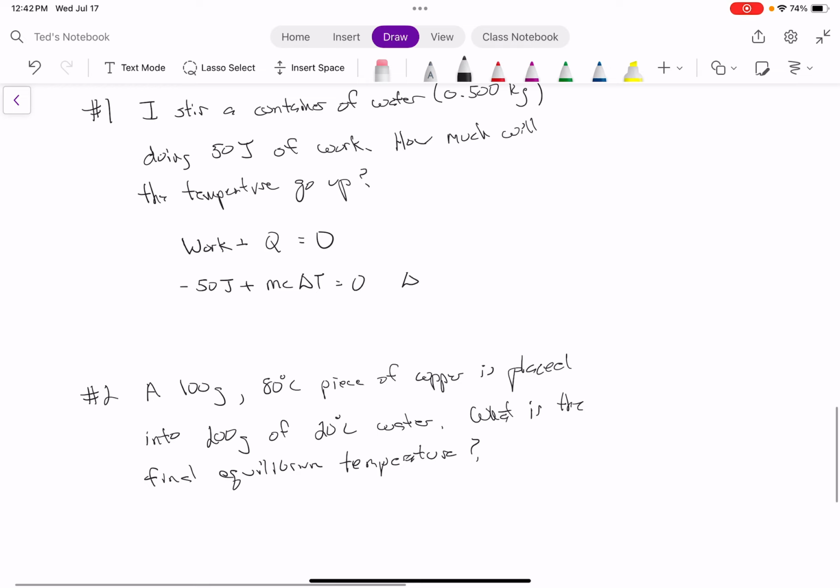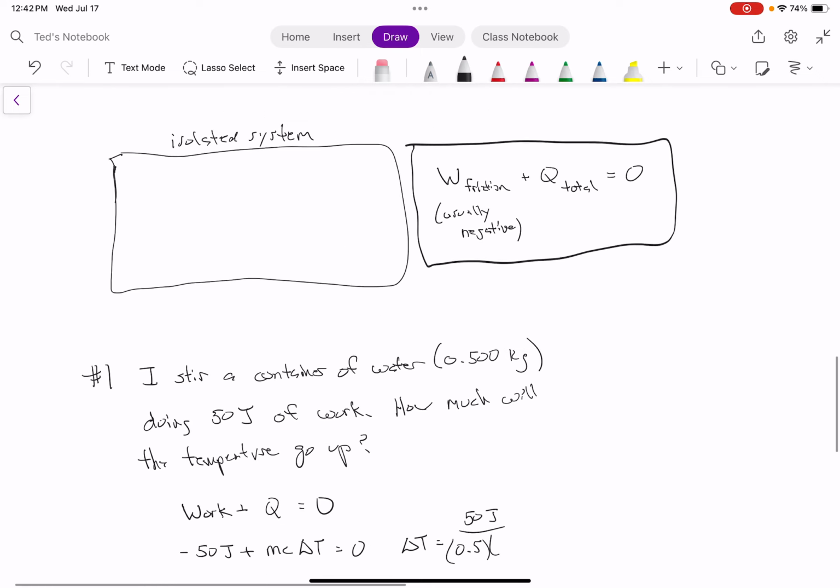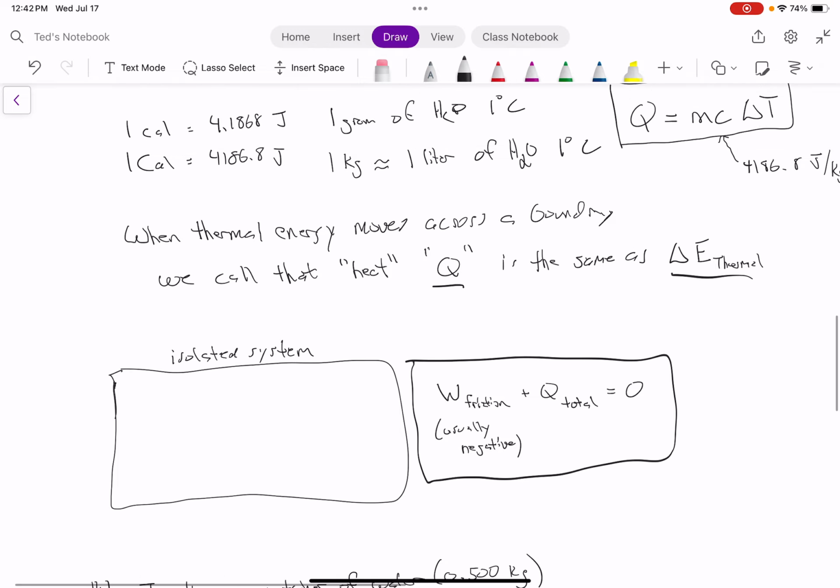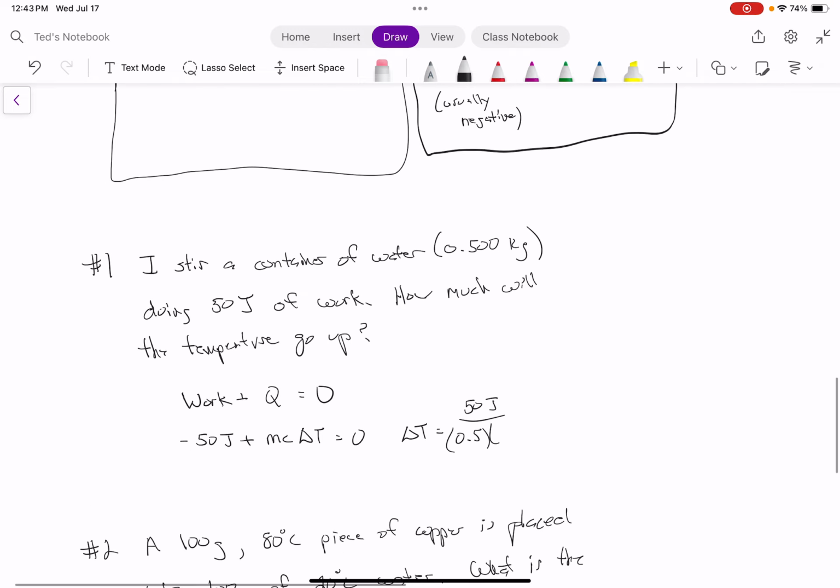Solving for delta T, I get 50 joules divided by the mass, 0.5 kilograms, and divided by c, the specific heat of water measured in joules per kilogram degree Celsius, 4,186.8.